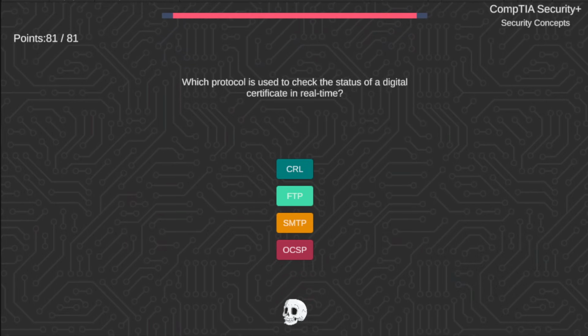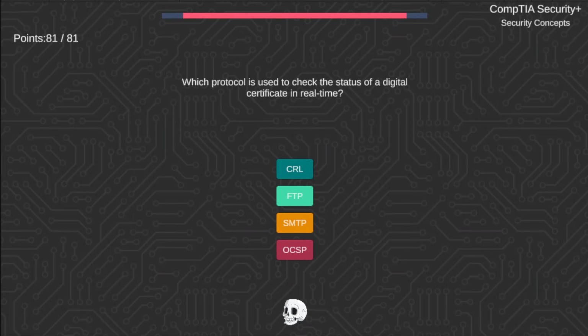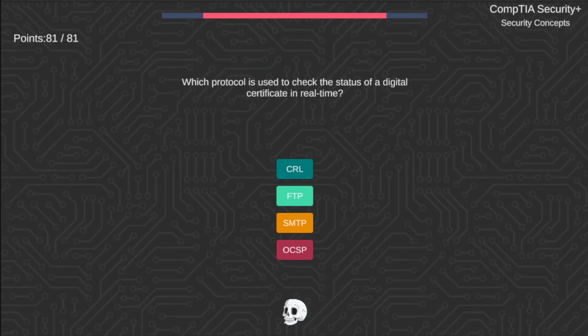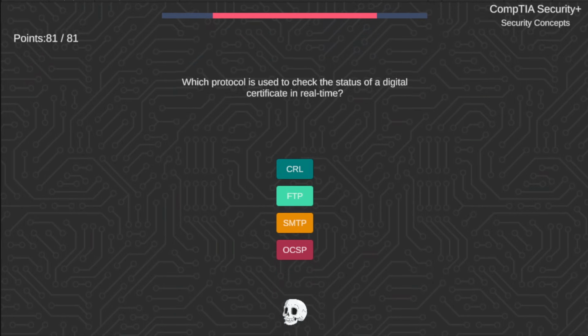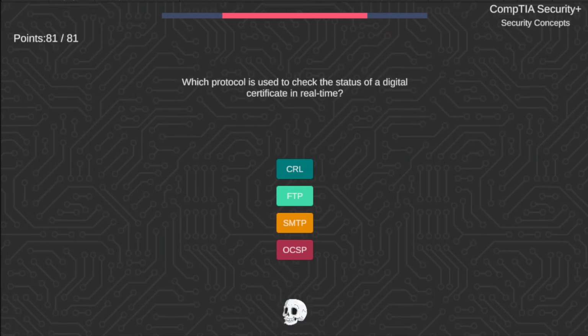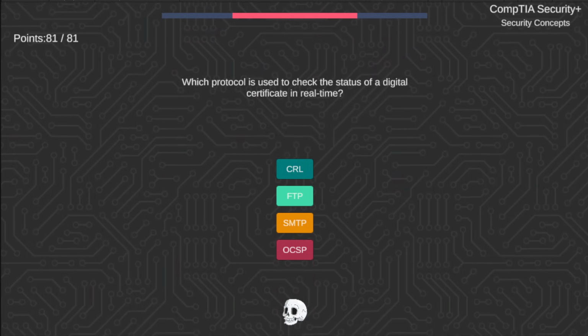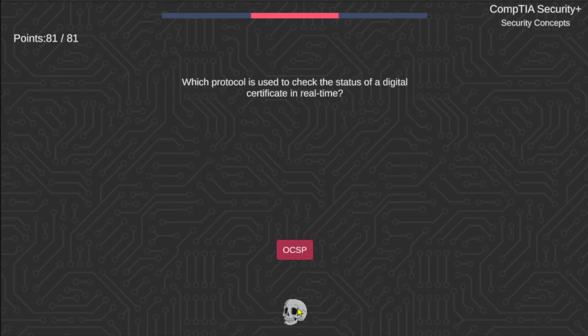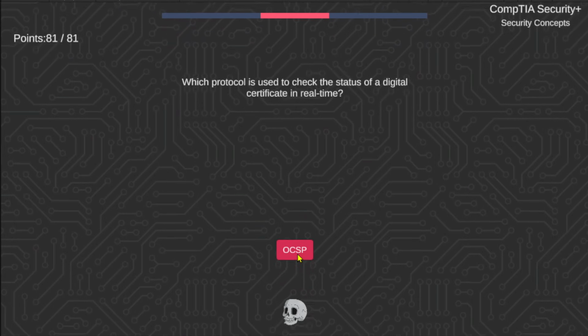Which protocol is used to check the status of a digital certificate in real time? CRL, FTP, SMTP, or OCSP? Correct answer is OCSP, Online Certificate Status Protocol.